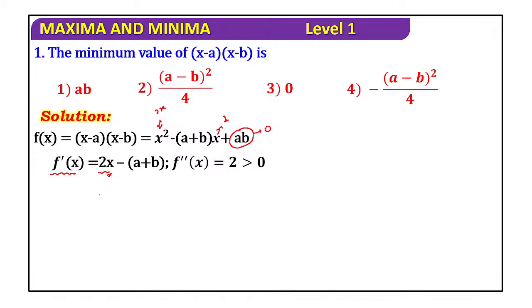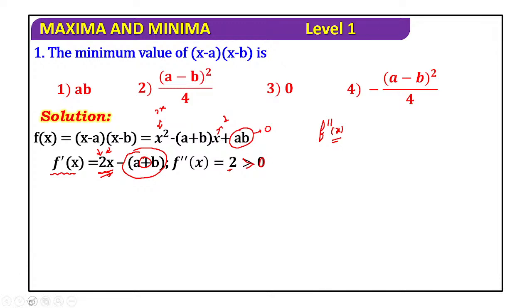Clear? Again, after getting the first derivative, you calculate the second derivative, that is f double dash of x. So f double dash of x will be what? Here this is a constant term, so it will become 0, and if I differentiate 2x, you are going to get only 2, which is greater than 0. So here the second order derivative is greater than 0.